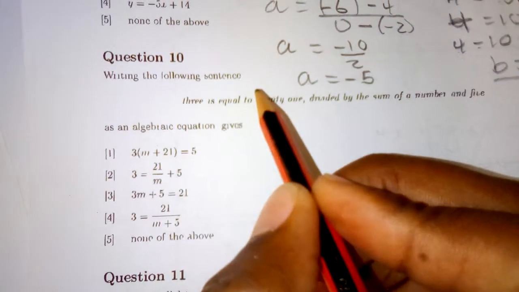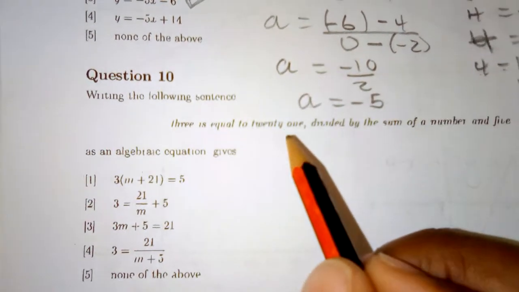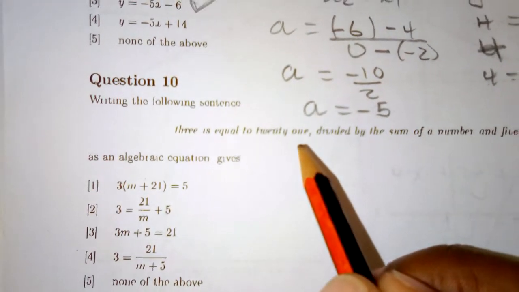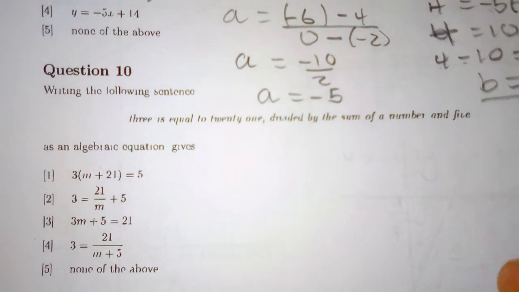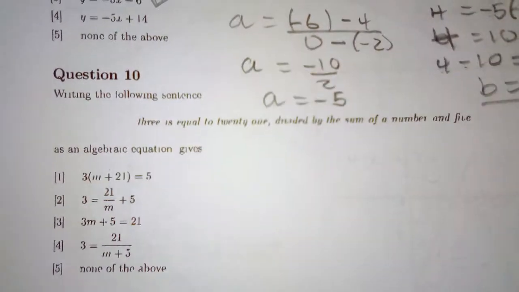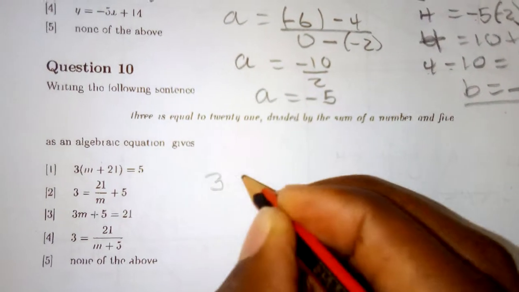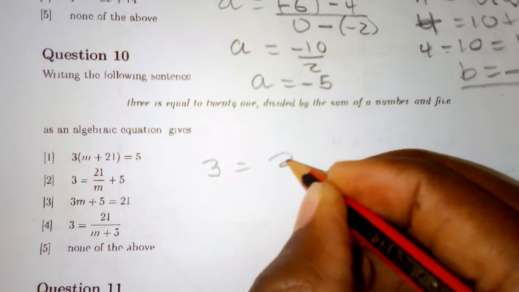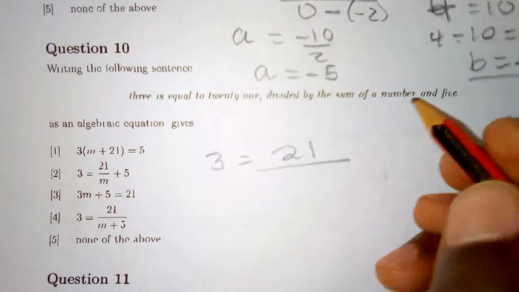Writing the following sentence: 3 is equals to 21 divided by the sum of a number and 5. So 3 is equals to 21. I'm gonna write it like this: 3 is equals to 21 divided by sum of a number.